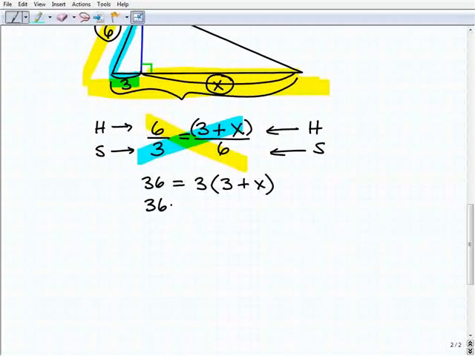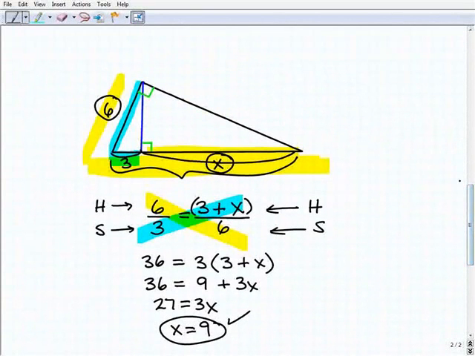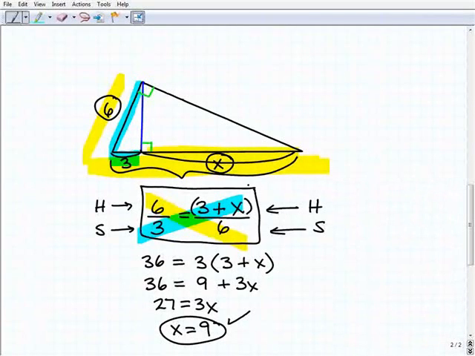So we have 36 equals 9 plus 3x. I can subtract 9 from both sides. I get 27 equals 3x, and x would be equal to 9. Once again, I didn't look at this problem in another way, but there could be another approach, another proportion you could set up to solve for x. But the idea here is when you're setting these proportions up, you want to use the given information you have, the values, like in this case it was 6 and 3, and the variable you're looking to solve for, x. So this is really key, your ability to set these proportions up.